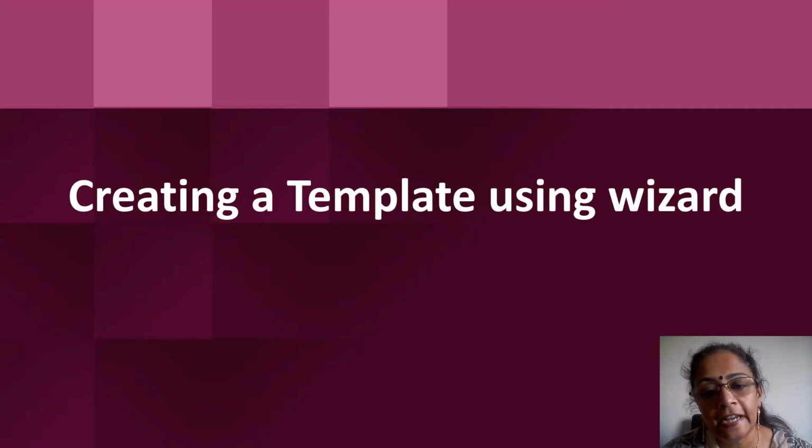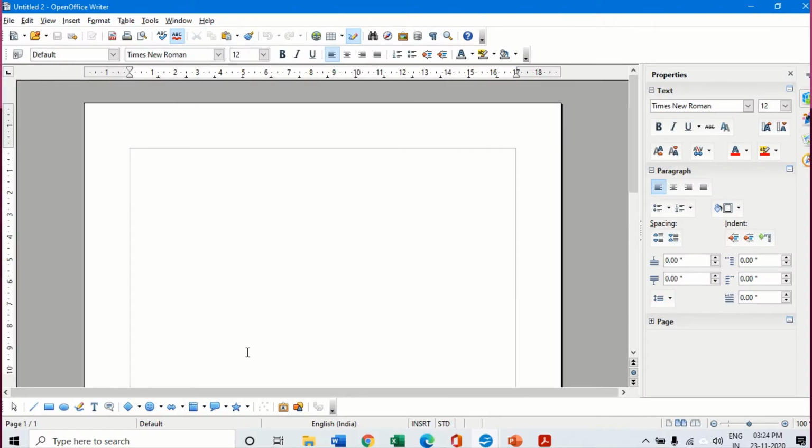Now we will look at creating templates using wizards. We already know how to make our own template, a document as our own template. Now let us understand how to make templates using already ready-made formats available, which are called wizards. We will now see how to create a template using a wizard. Wizards are nothing but step-by-step instructions to create a template with ready-made formats which are already built-in or available.